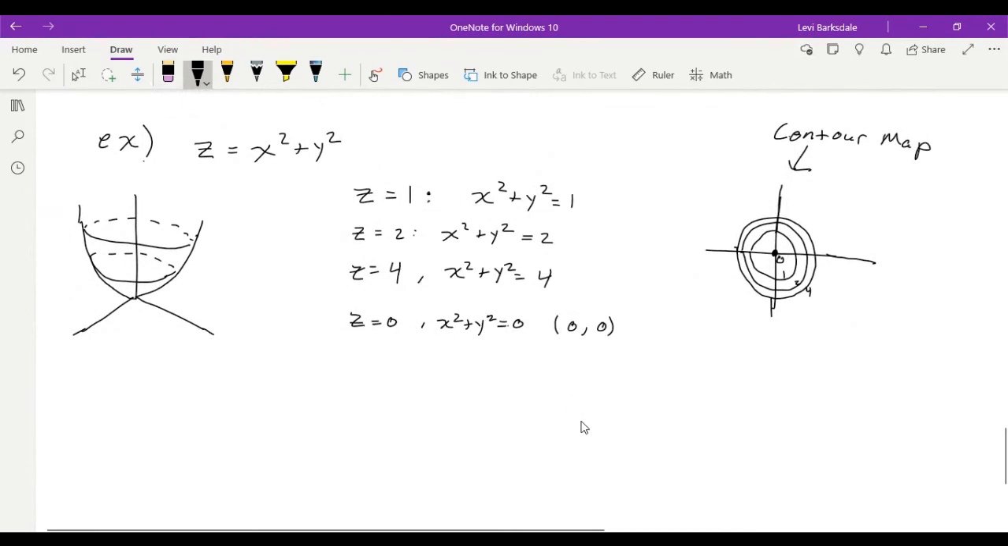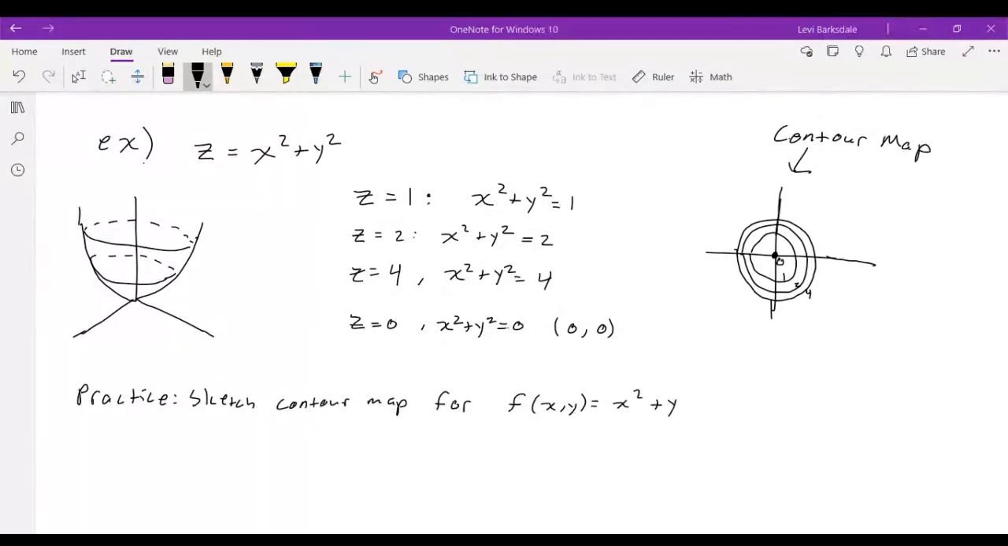Go ahead and try and sketch the contour map for this function f of x, y equals x squared plus y. I'll give you a couple of minutes to work on that.